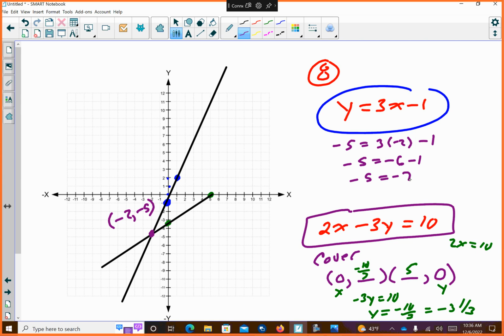Okay? So I'm cautiously telling you that for a reason. Now it is possible we might have graphed it totally wrong, so we might go back and double check. Let's see, I have y-intercept negative 1, up 3, right 1. First line looks good. Cover method, 0, negative 10 thirds. Yeah, I think we're pretty close to negative 3 1/3. And then 5, 0. Yeah, we're pretty close, but it's just that because we're humans, sometimes graphically it is fun to do, but we might make a mistake. Does that make sense?